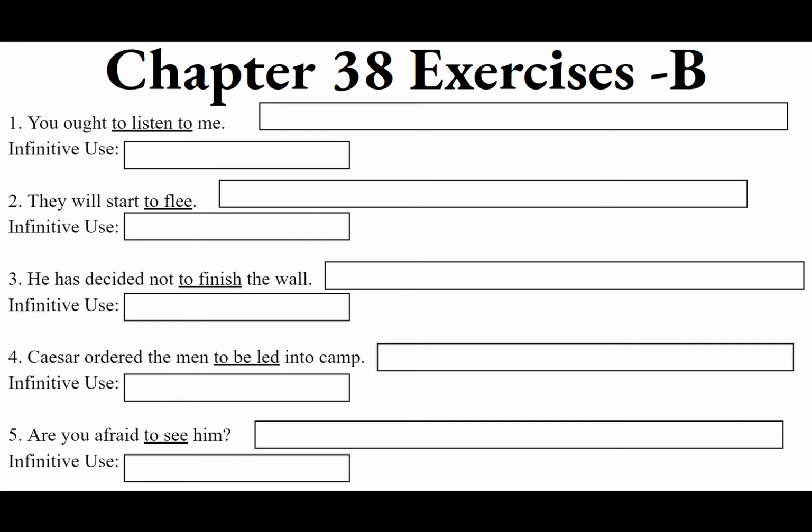The instructions say for us to first identify the underlined English infinitive, then identify the usage of that infinitive, either complementary, objective, or subjective, and then to translate the English sentence into Latin. Starting with sententia prima, number 1, the first one. You ought to listen to me. So the infinitive is to listen to.